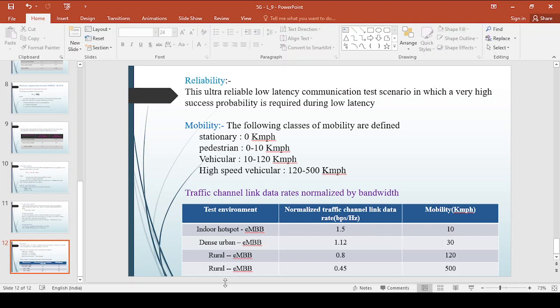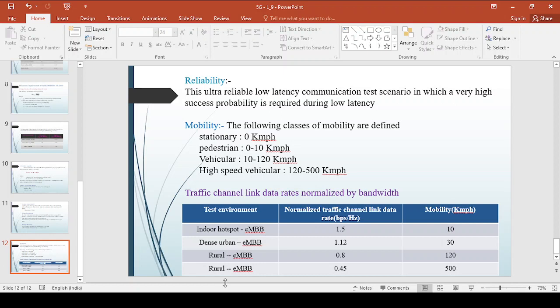Under the test environment of indoor hotspot, the mobility will be 10 km per hour, and the traffic channel link data rate requirement will be 1.5 bits per second per hertz. Under dense urban test environment, the mobility will be 30 km per hour, and the minimum requirement of traffic channel link data rate will be 1.12 bits per second per hertz. Now under rural, if the mobility is 120, the traffic channel link data rate requirement will be 0.8. If the mobility is 500, the traffic channel link data rate will be 0.45. Now these are collected from the ITU recommendation.